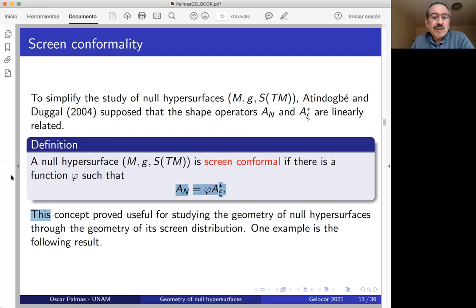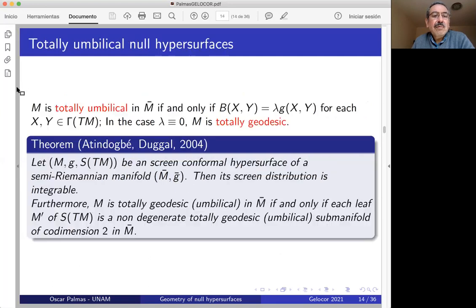For example, we have this kind of result. Let us recall that a null hypersurface is totally umbilical if and only if the second fundamental form is a multiple of the metric in this way. And in the case where the constant lambda is equal to 0, then we say that M is totally geodesic.